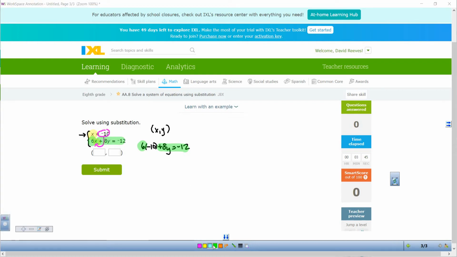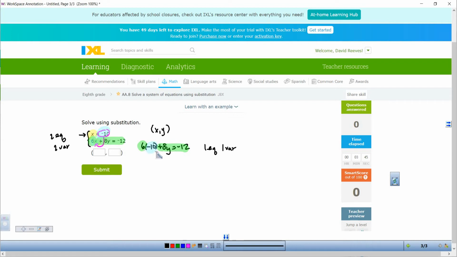Let's try this again. Blue, blue, blue. That -10 there is now right there, right? I replaced that there. So now the great thing about substitution is you go from two equations with two variables to now we just have what? One equation with one variable. And you see how great that is?